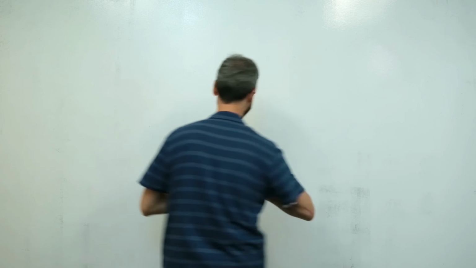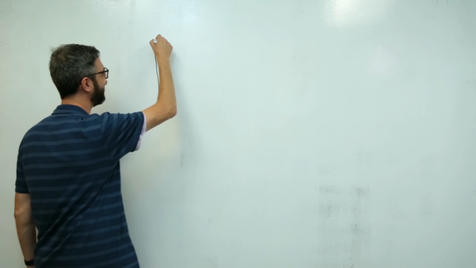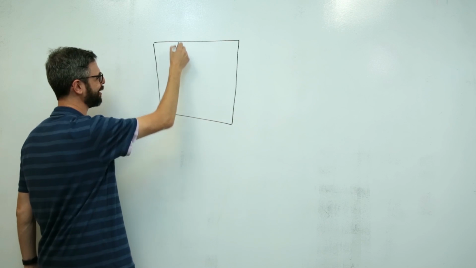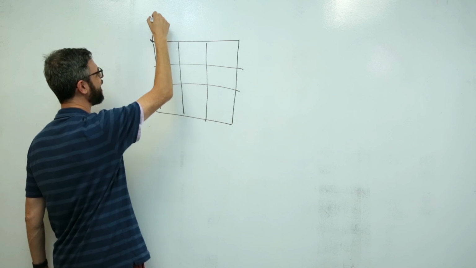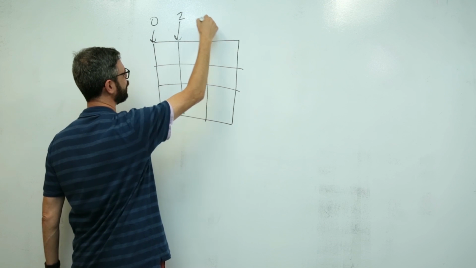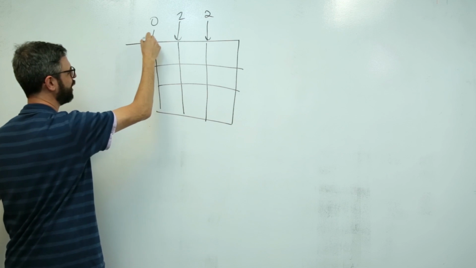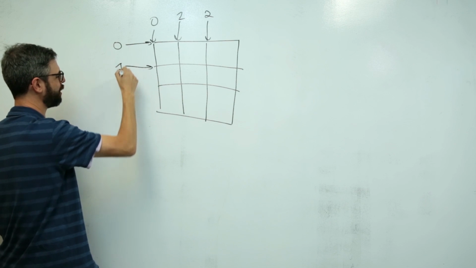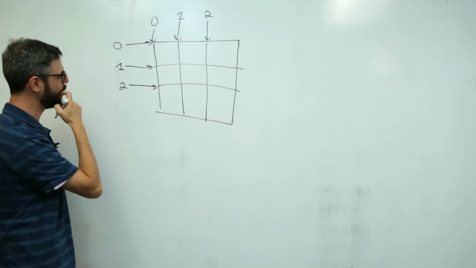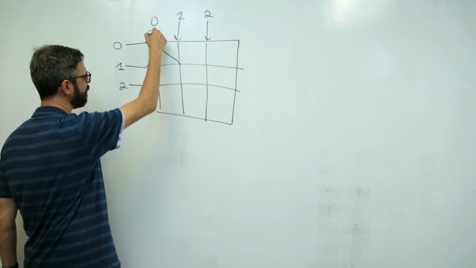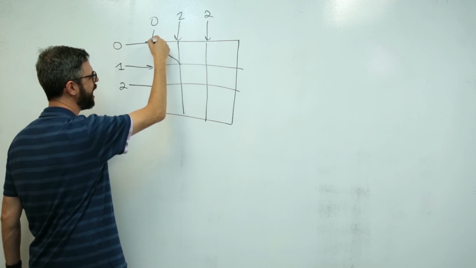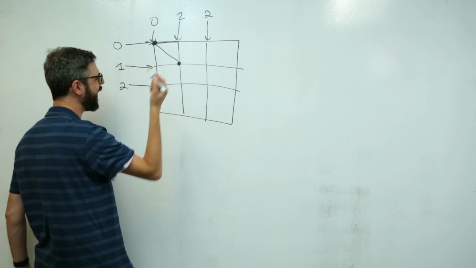Let's diagram this. I have a 3x3 board, right? This is kind of x equals 0. This is x equals 1. This is x equals 2. This is y equals 0. This is y equals 1. This is y equals 2. So an x should be drawn from x, y to x plus h, y plus h. So the x I did correctly.